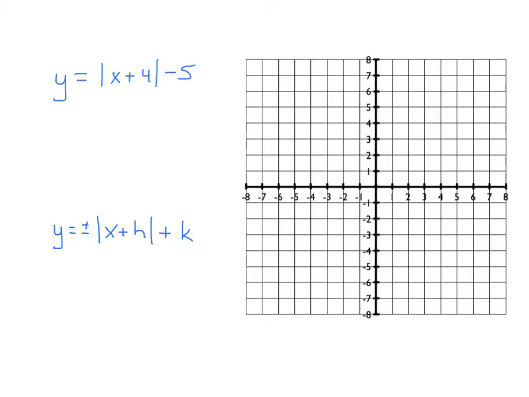plus k. Basically, there are three controls in this absolute value equation for you to graph it. The first one is the plus or minus, and that controls whether the graph makes a V or an upside down V. So a plus means we open upward, a minus means we open downward. The H on the inside tells you how far to move the vertex, left or right. But the key is we're going to move it opposite of the sign.